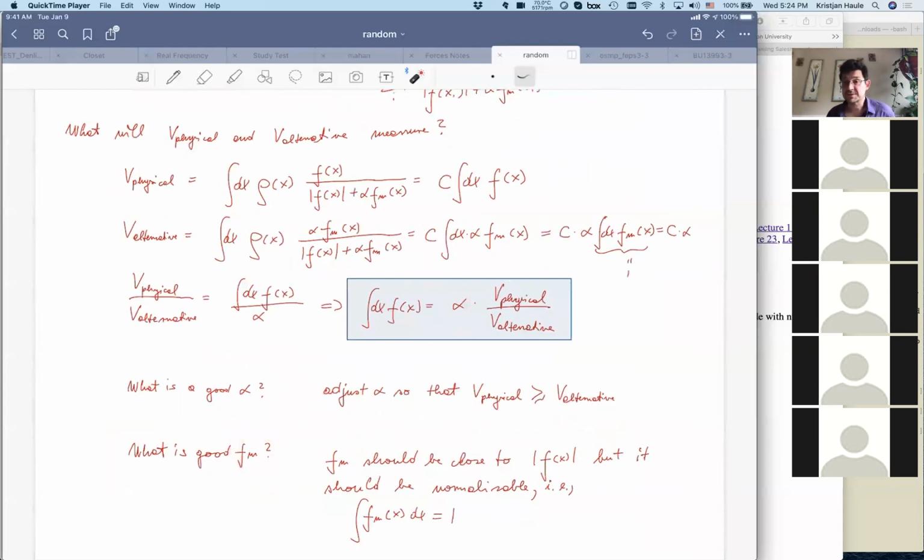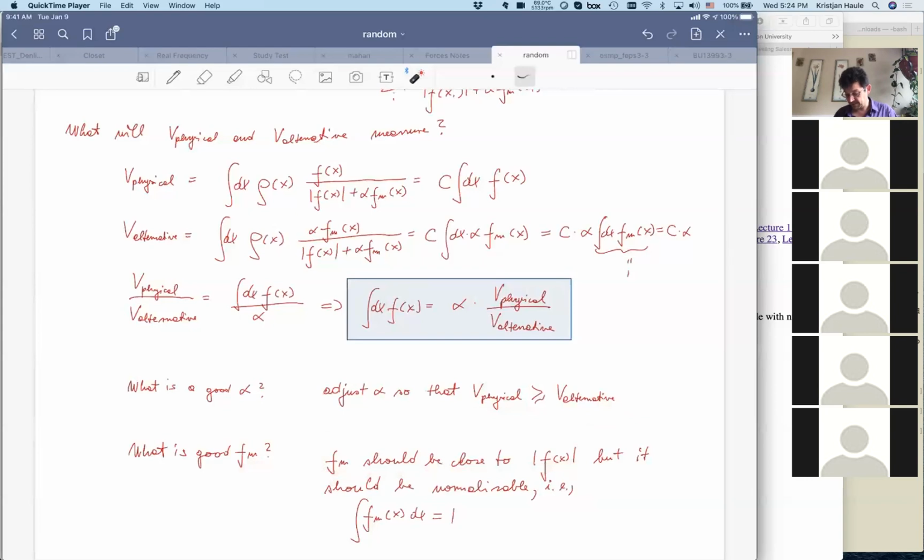This, of course, is a little bit of an art, but nevertheless, what are good choices? As I said, alpha is kind of easy, so that these two spaces are visited in roughly the same order of magnitude, maybe physical a bit more. But what is a good choice of Fm? Well, we already said it would be nice if Fm is close to the absolute value of the function. But of course, that's very hard to achieve.